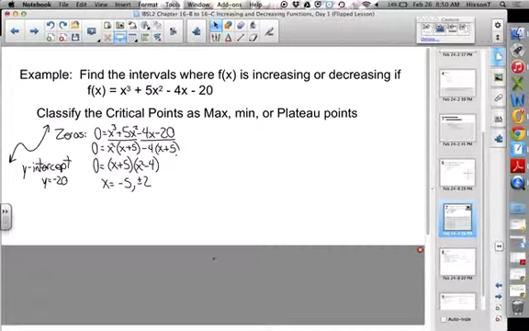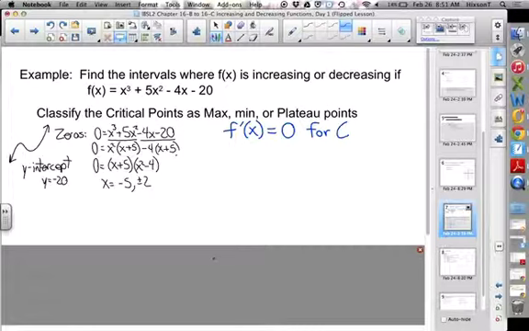But let's find the critical points. Now, where are the critical values? It's when the tangent equals 0, when the slope of the tangent line equals 0. So what we need to do is set f prime of x equal to 0. And that will give us our critical values. Would it give all of them? It would give all of them, yes.